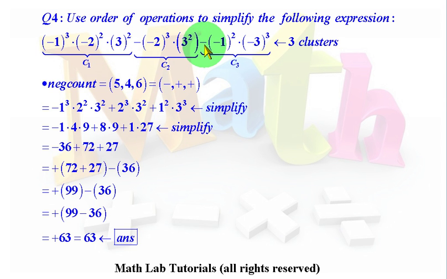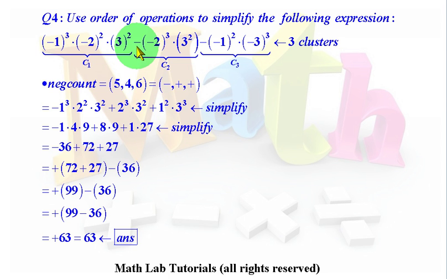And then we have a minus sign, which is a separator. So that means we have another cluster coming up. And the other cluster is negative 1 squared dot negative 3 cubed. So again, we have three clusters, C1, C2, C3. And we're going to do a neg count for each cluster. Be very, very careful when you do the neg counts. Let's look at C1 and only C1. We get a neg count of 3 here, neg count of 2 here. Altogether, we get 3 plus 2 is 5. So we get a neg count of 5.